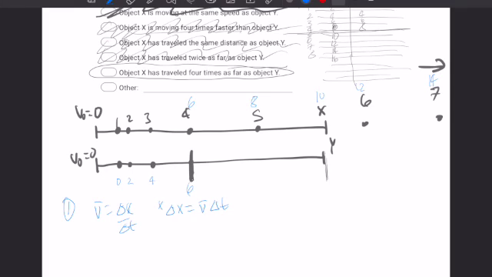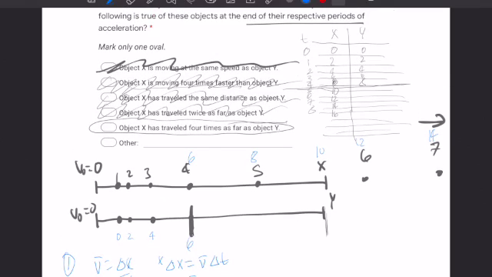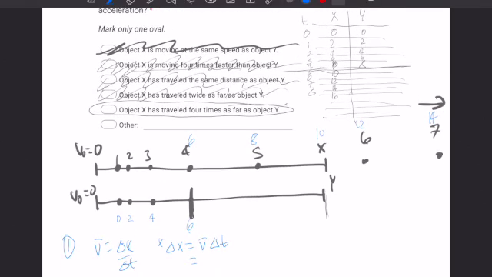So for x, we ended at 16, so the average velocity is 8 for 8 seconds, which is 64 meters. For y, the average of 0 and 8 is 4 for 4 seconds, 16 meters. And you can see that that ratio, 64 to 16, is 4.